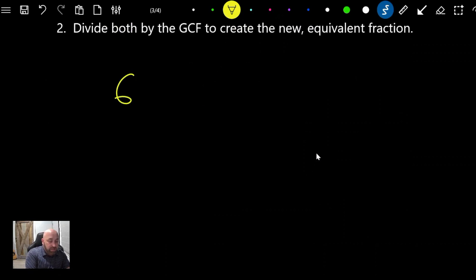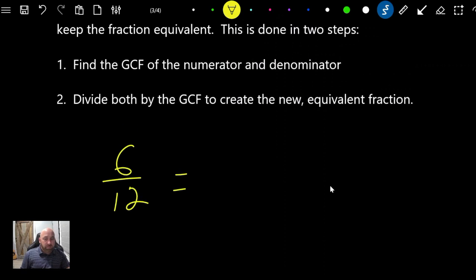So let's take 6 over 12. We want to reduce this fraction. We want to minimize this fraction to what's called lowest terms. Okay? How are we going to do that? Here's 2 pretty easy steps. Find the GCF, and then we're going to divide by the GCF. So find the GCF, divide by the GCF. So what is the GCF? Do you remember how to do that? That was a couple lessons ago.